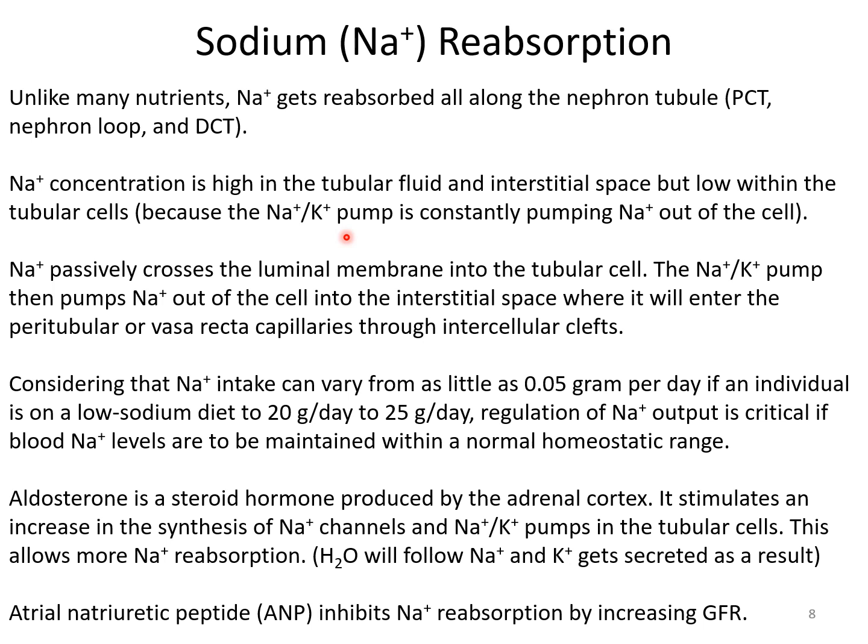So aldosterone increases sodium reabsorption. And I always keep in mind, when you tell yourself that water is going to follow, that potassium is going to go the other way. And atrial natriuretic peptide, or ANP, is going to inhibit sodium reabsorption, and it's going to do that by increasing the glomerular filtration rate.